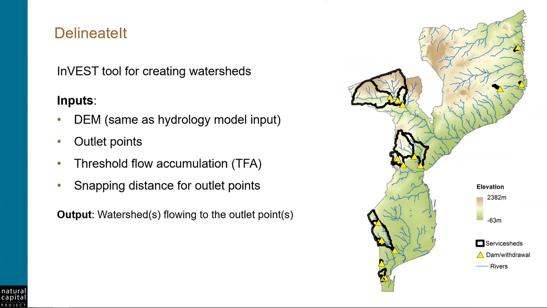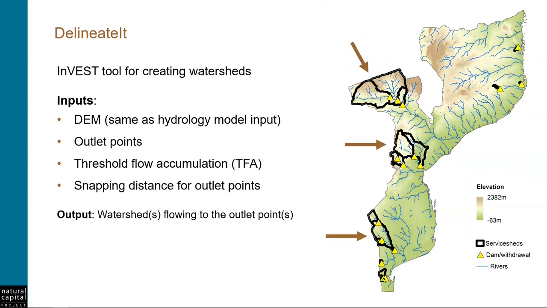The output of Delineate It are the watersheds flowing to your outlet points. And as you can see in this map, it can make many watersheds at a time, or it can just make one if that's all you need. For one of our projects, I made thousands of watersheds using this tool.